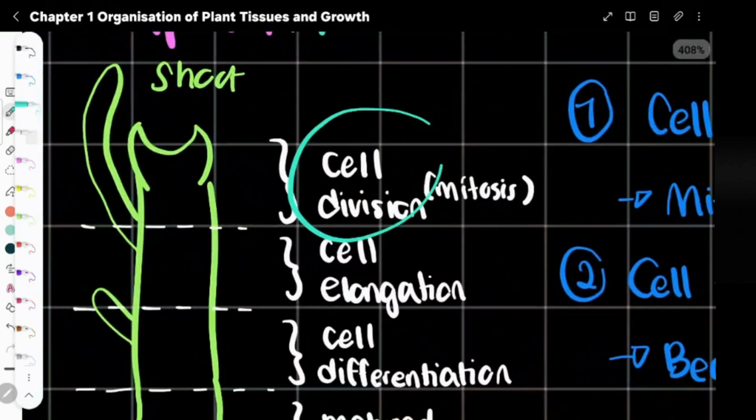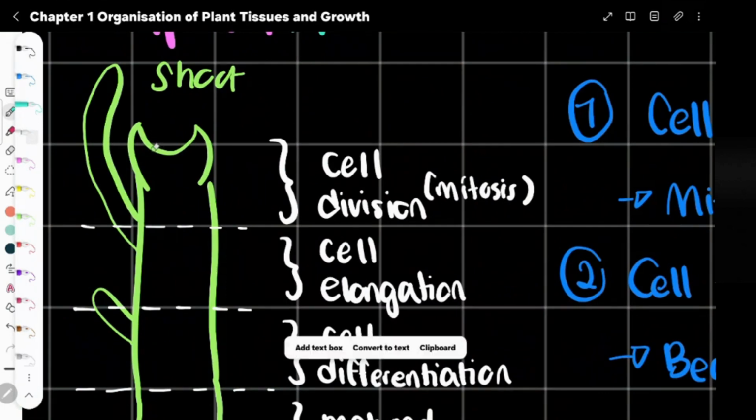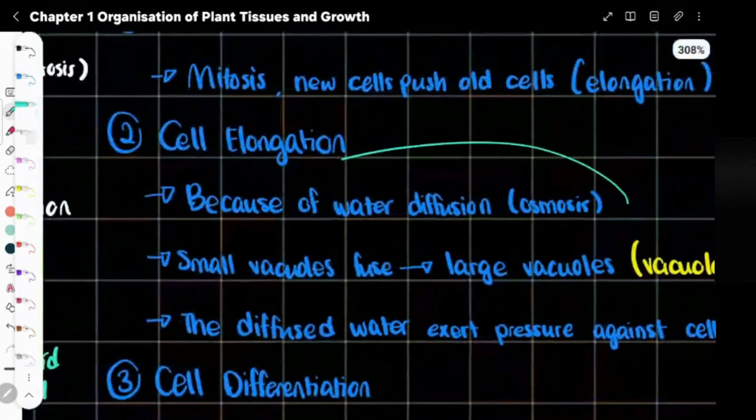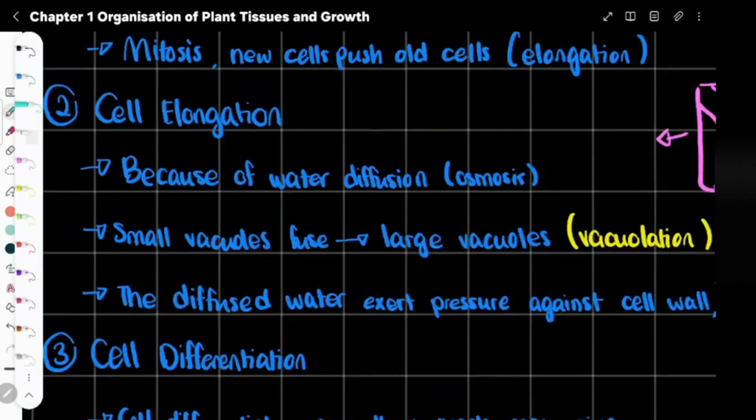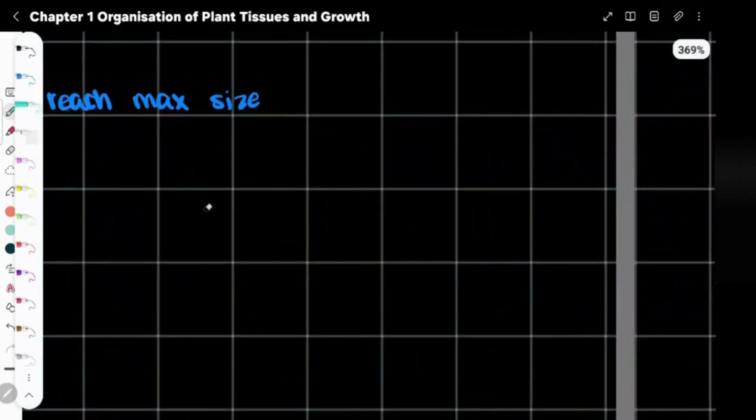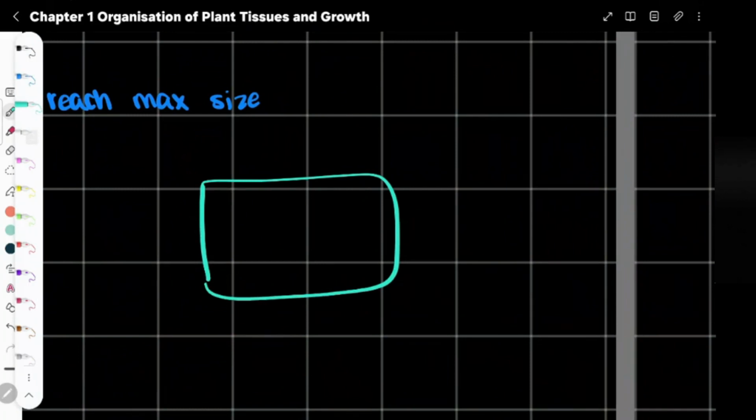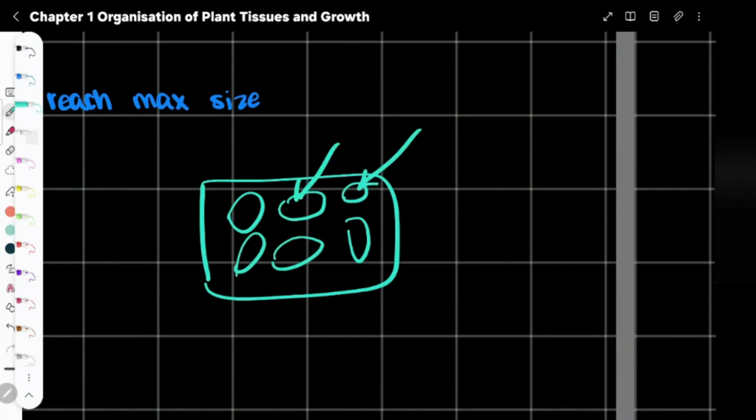I don't think I need to explain this part because you can just use common sense. They will divide and then they will continue growing. Those things that grow, how do they elongate? The way I write here is confusing, so let me draw a diagram. You have a cell wall, and then a lot of small vacuoles. Imagine all of these have water.